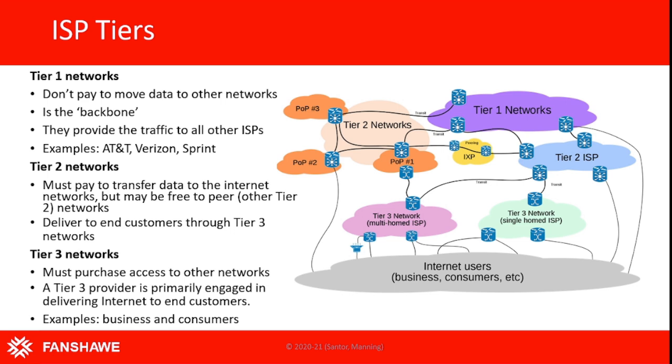There are different levels or tiers of ISPs. Tier one is where you don't pay to move data to another network. It is a backbone. They provide the traffic to all of the ISPs. Examples here are AT&T, Verizon, Sprint. Tier two networks: you must pay to transfer data to the internet network, but may be free to peer with other tier two networks. They deliver to end customers through tier three networks. For tier three networks, you must purchase access to the other network. It is primarily engaged in delivering internet to end users like businesses and consumers.